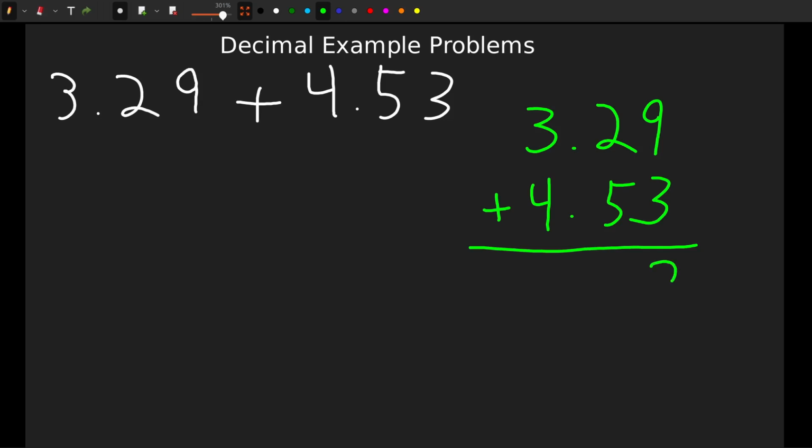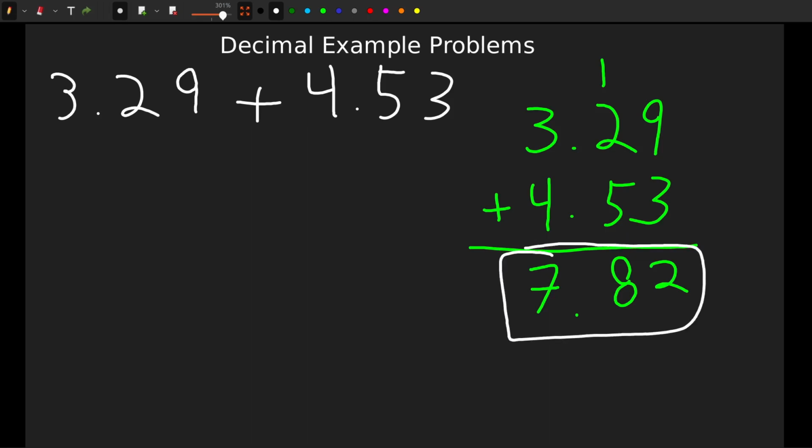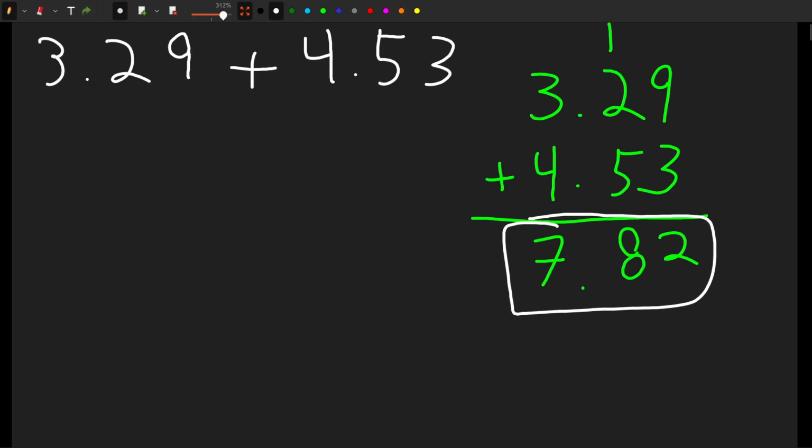9 plus 3 is 12. Carry the 1. 2 plus 5 is 7. Add the 1 back, we get 8. And then 3 plus 4 is 7. And then at the very end, we just bring down the decimal. And we are left with our answer of 7.82. Okay. Moving on to the next problem.